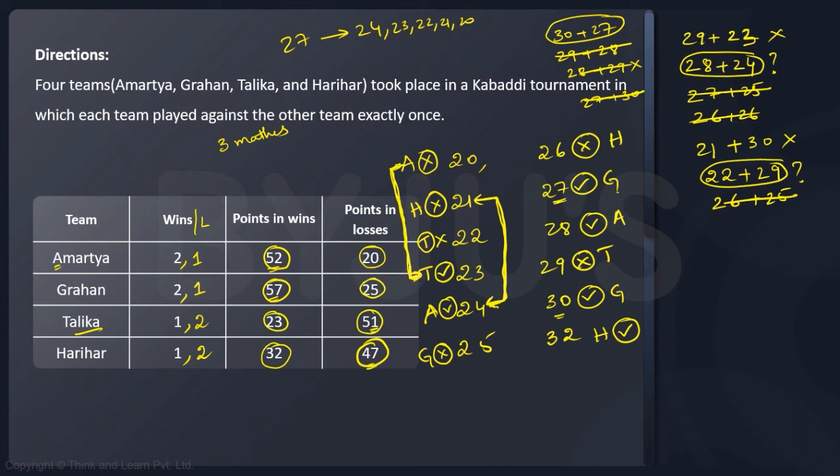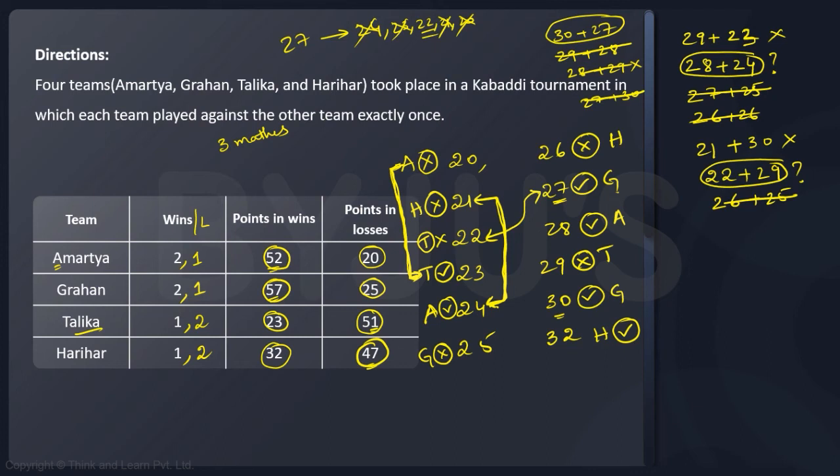So I will look at the losing numbers among these. 24 is a winning number, so this cannot be possible. 23 is a winning number, so this cannot be possible. 22 is a losing number. 21 is a losing number, but it's already occupied. 20 is a losing number, but it's already occupied, which means 27 is mapped to 22. So G is playing with T and winning. Okay, so this is taken care of.